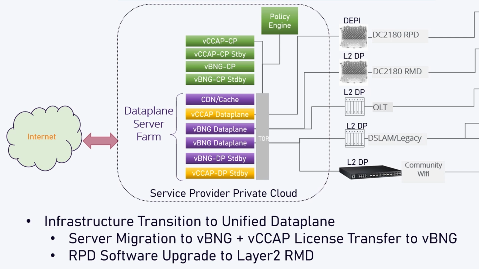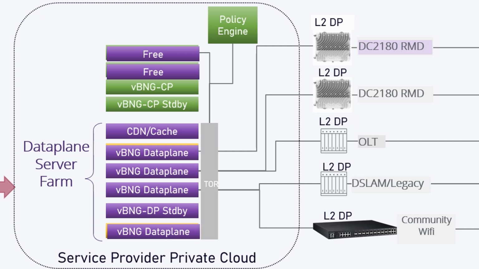With some of our products like the DC2180 node, you can actually do a software upgrade on the node itself to migrate it from remote PHY to remote MAC-PHY. So in this situation, you see that the RPD node that was there at the top has become an RMD. The vCCAP completely disappeared. Some of those servers have been freed, some of them have been converted to vBNGs. All the intelligent functions are now happening on vBNGs: subscriber management, IP address allocation, isolation.